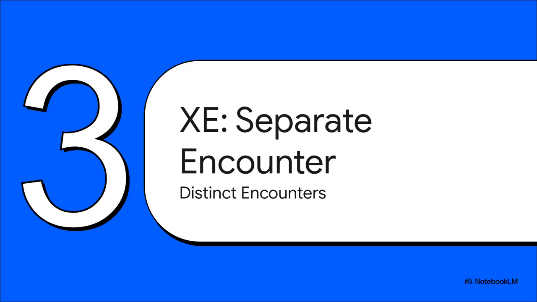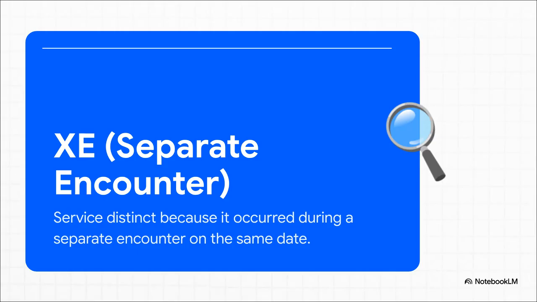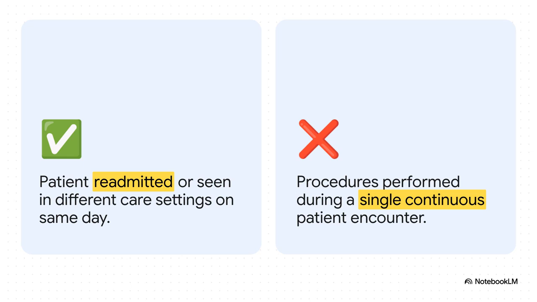Section 3. XE, the separate encounter. XE literally stands for separate encounter. You append this when a service is distinct for one specific reason. It happened during a completely separate patient encounter, but on the exact same date of service. So where do we draw the line? You use XE if a patient is discharged and readmitted, or seen in different care settings on that same day. You absolutely don't use it for a single continuous encounter.